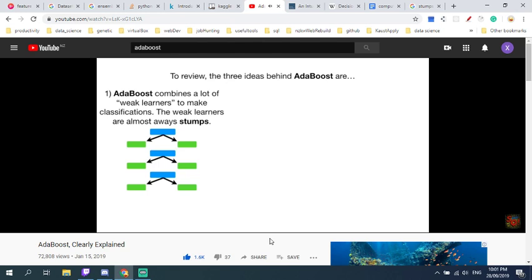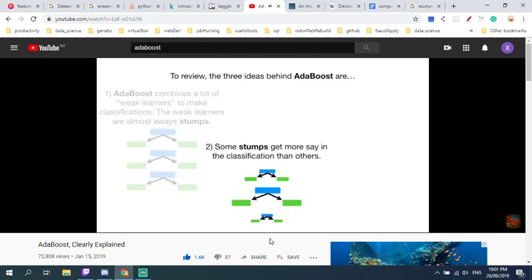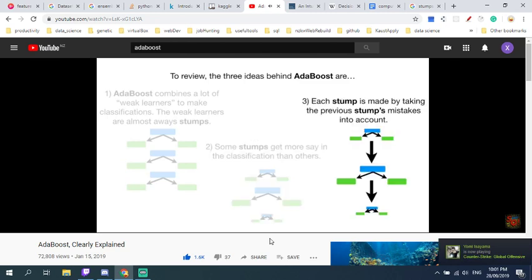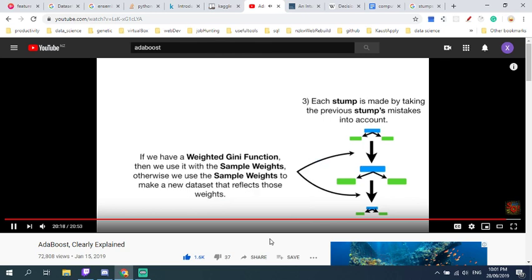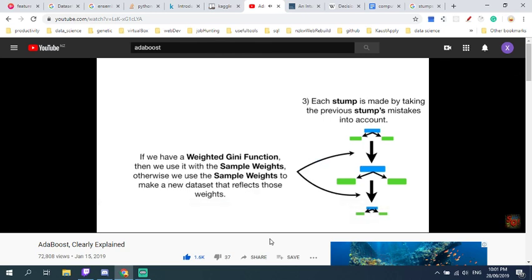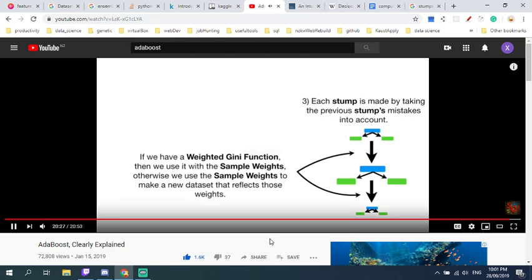To review, the 3 ideas behind AdaBoost are: 1. AdaBoost combines a lot of weak learners to make classifications. The weak learners are almost always stumps. 2. Some stumps get more say in the classification than others. And 3. Each stump is made by taking the previous stump's mistakes into account. If we have a weighted Gini function, then we use it with the sample weights. Otherwise, we use the sample weights to make a new dataset that reflects those weights.